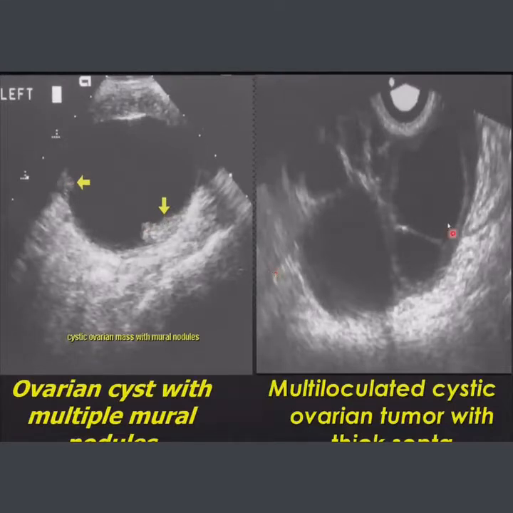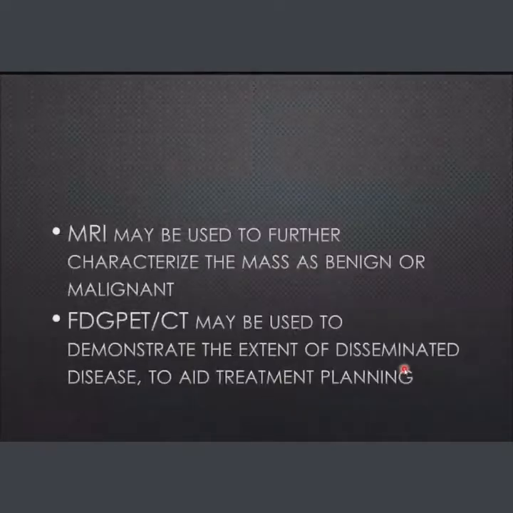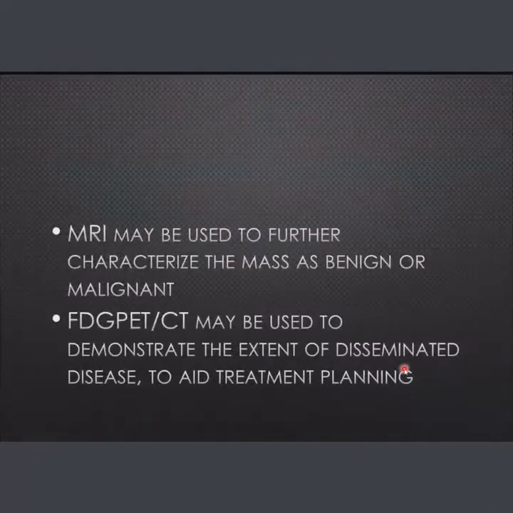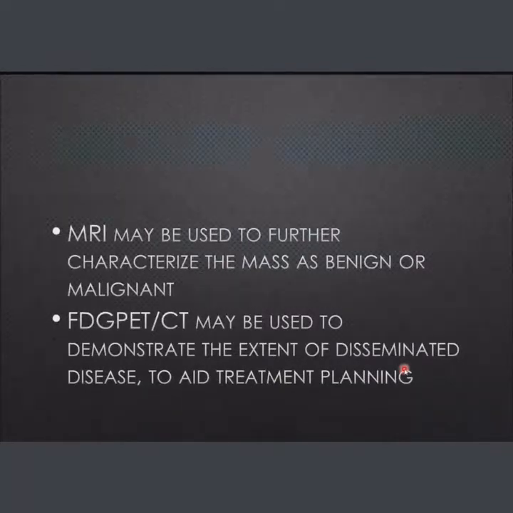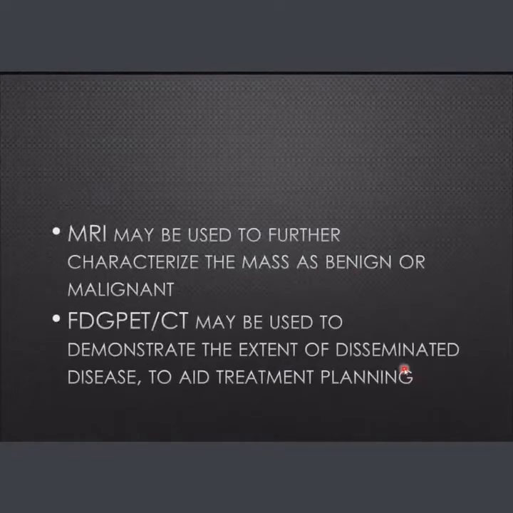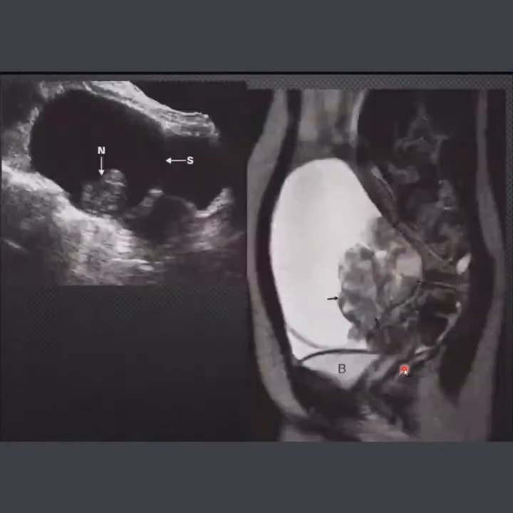But I cannot suggest this is benign and leave it. What? I mean I have solid nodules. Or she comes with multiple thick septations and a thick wall in the cyst. But I cannot just say that this is a simple cyst and leave it, or that this is a benign tumor. No, I have to image her by MRI. MRI will add further to the characterization. And as we said, for systemic staging we may even use CT or PET scan.